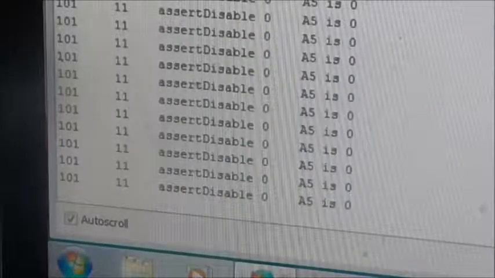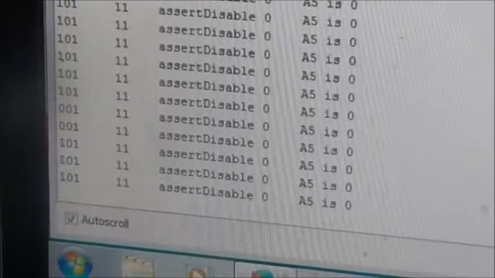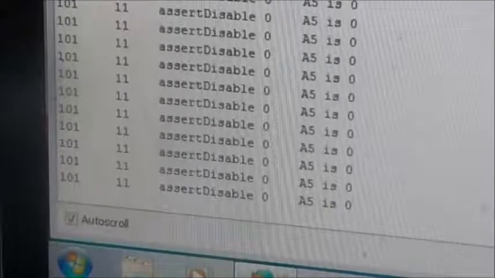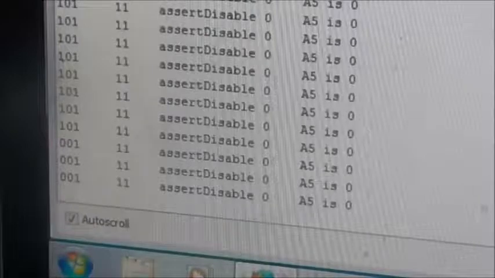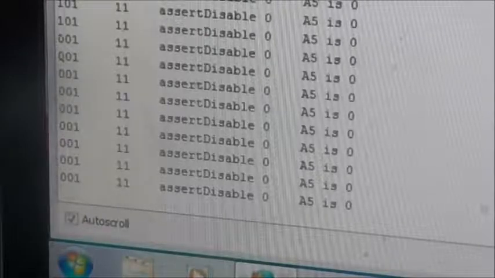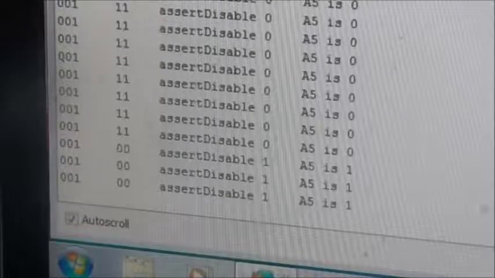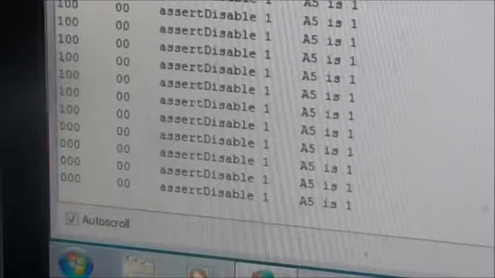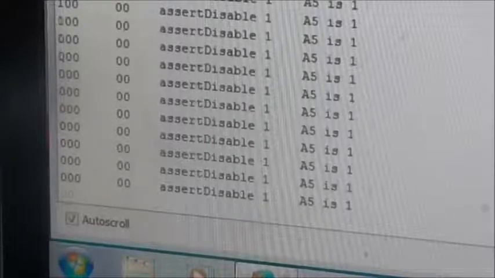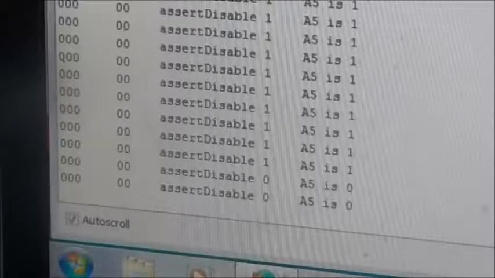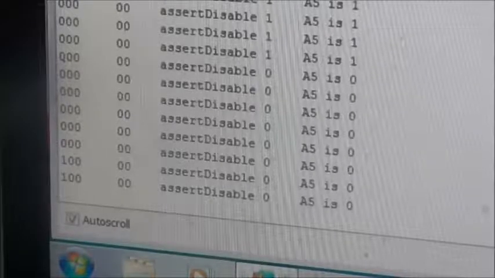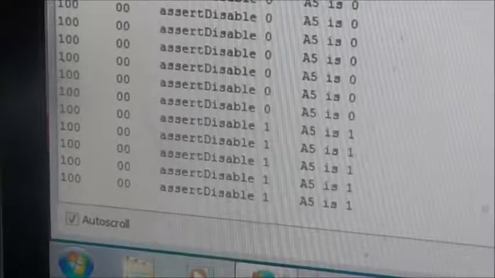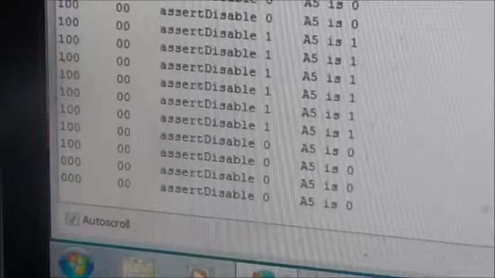However, if I set the reset switch high, which is A5, and you'll have to bear with me a moment, it's rather tricky to get to. There we are. You'll see that the Boolean variable assert disable has gone to 1 and A5 is 1. If I set it back to low, assert disable goes to 0 and A5 is also 0, or low. I've just set it the wrong way again, just bear with me. There we are.